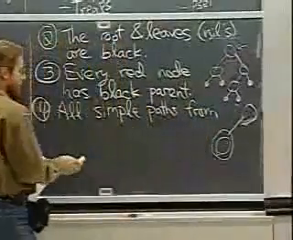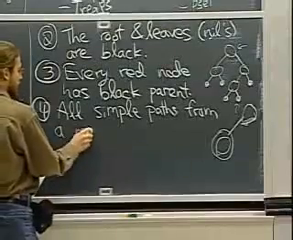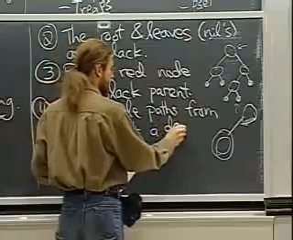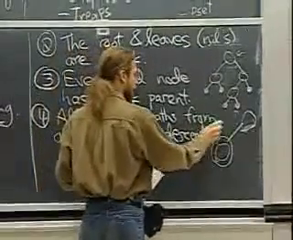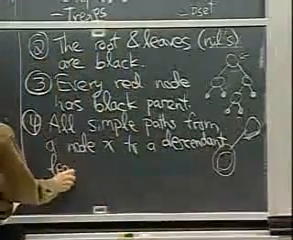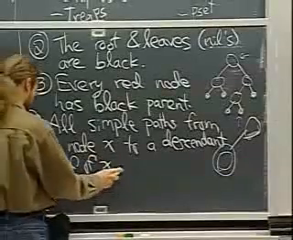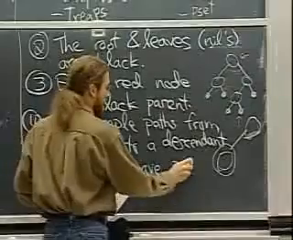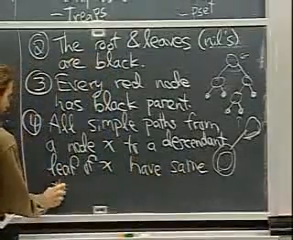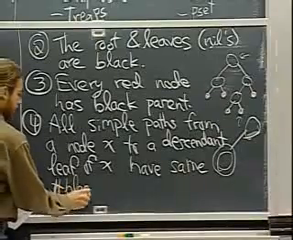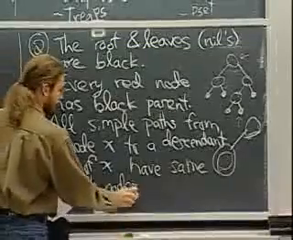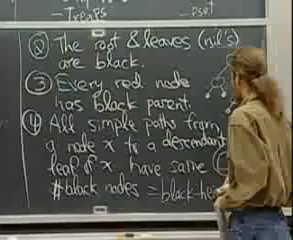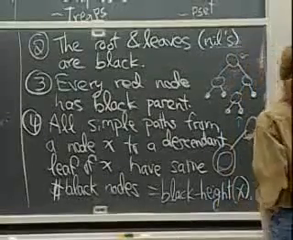So if we take a simple path, meaning it doesn't repeat any vertices, from a node x to a descendant leaf of x, all such paths to all descendant leaves have the same number of black nodes on them. So let me draw a picture.